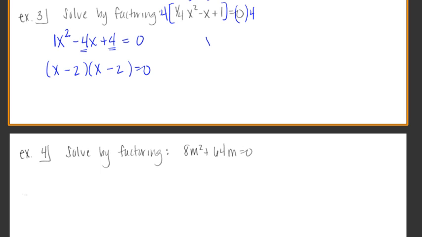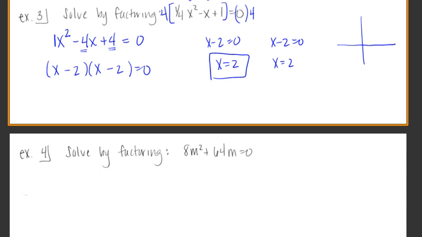So setting these each equal to 0, x minus 2 equals 0 and x minus 2 equals 0, we're really just getting one solution. So I'm just going to box up just one of these. And this is one of those cases where, if I wanted to graph this quadratic equation, the x-intercept is specifically where that low point is hitting for that parabola. So it's just touching the x-axis one time, so we get our one solution.